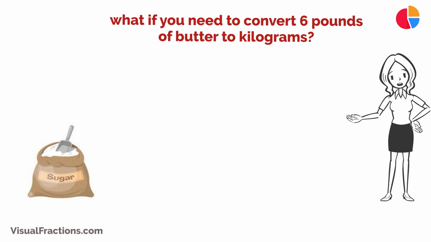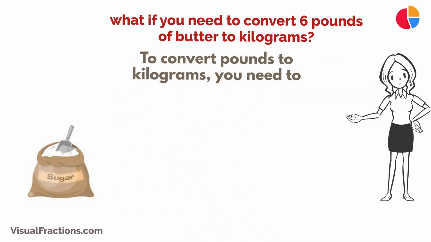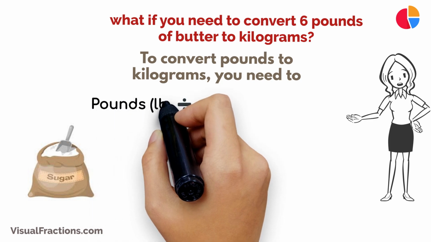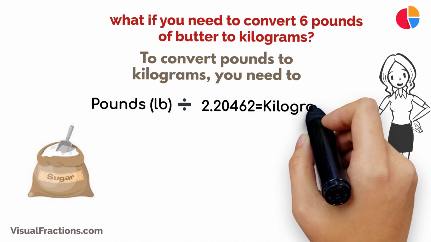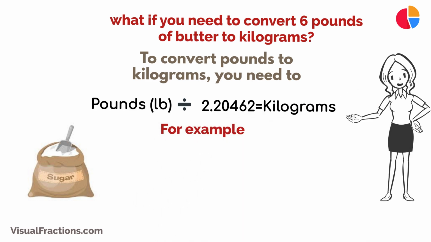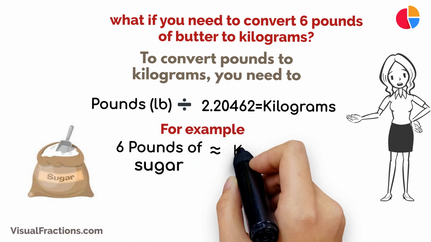But wait, what if you need to convert 6 pounds of sugar to kilograms? Don't worry, we've got you covered. To convert pounds to kilograms, you need to divide the number of pounds by the conversion factor of 2.20462. Let's walk through an example of how to convert 6 pounds of sugar to kilograms.